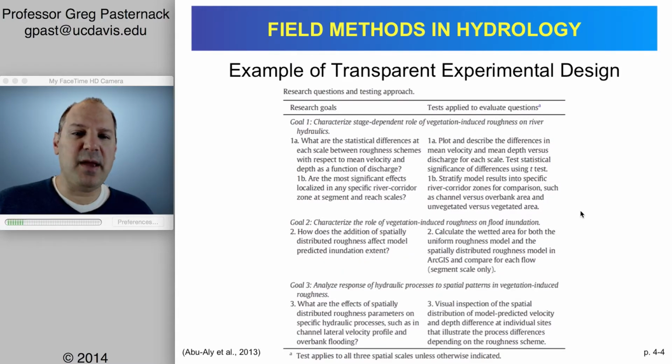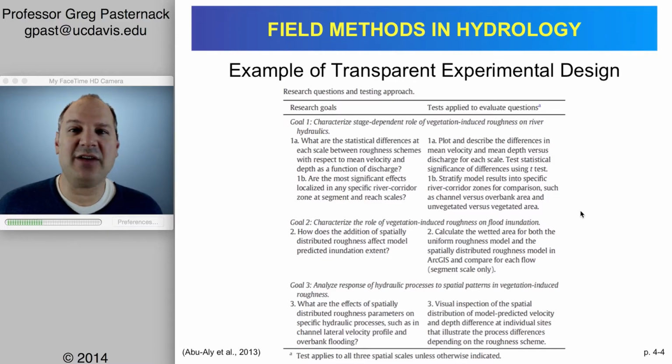Now, in terms of a transparent experimental design, it really helps if you lay out either a table such as shown here or a flow chart that presents how you're going to go about answering the questions you do. This is something that I rarely see, but it's something that I have my graduate students do, and it's something I challenge myself to do.